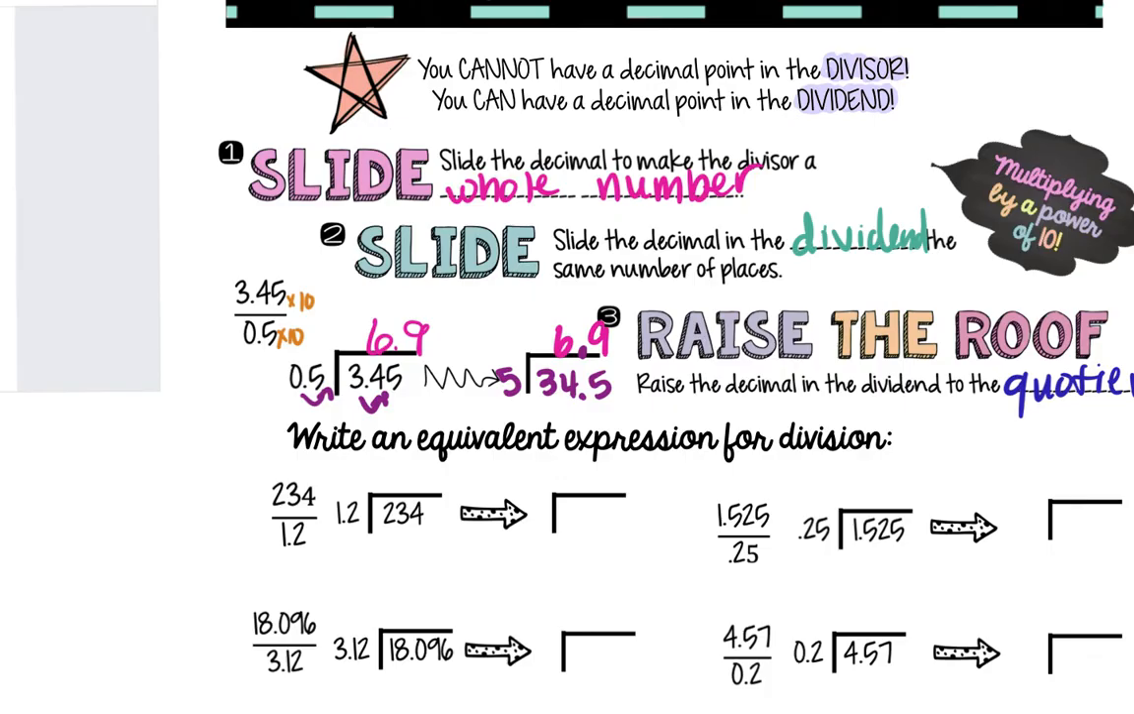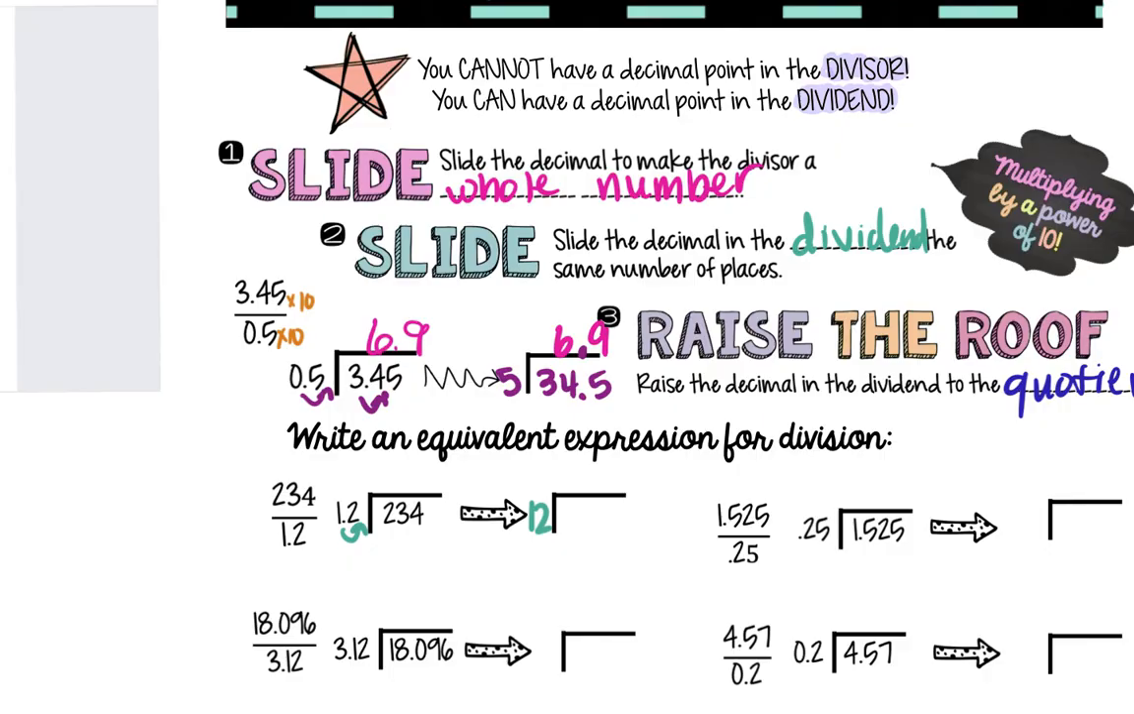So since it says 1.2, I need to make that a whole number. So how many times do I need to slide it? 1 time. So that way it makes 12. So I slide, slide, raise the roof. So that becomes 12. So I got to slide it in the dividend as well. But do you see a decimal?